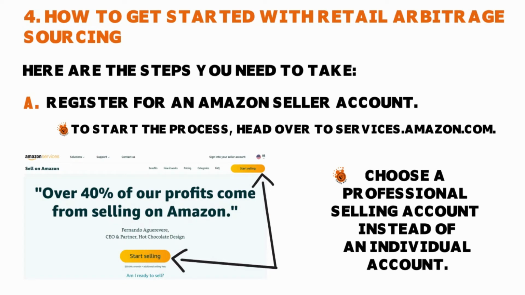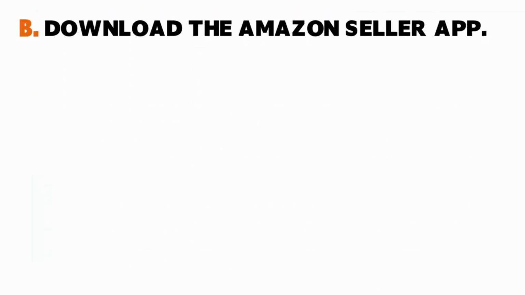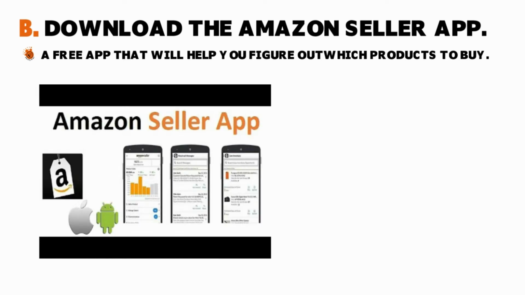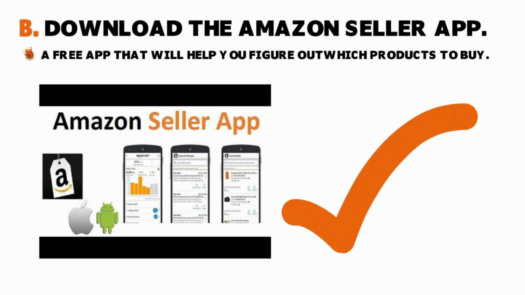All right. After you sign up for the professional or individual account, depending upon what you chose, you want to download the Amazon Seller app, right? This is very important because this is a free app that will help you figure out which products to buy. There are various retail arbitrage scanning apps out there, but the Amazon Seller app is just the best option, hands down. If you're a beginner, if you're a rookie, this app is so simple. It allows you to move faster. It provides all the details you need. And again, it's free. So you want to download that.